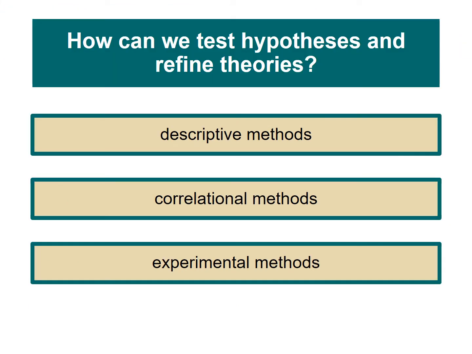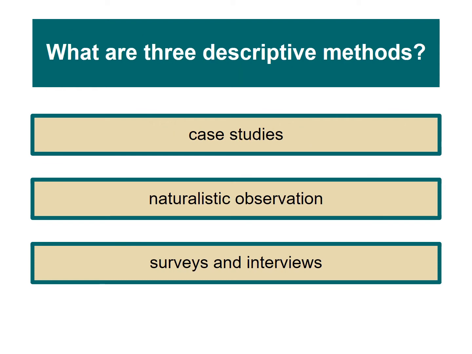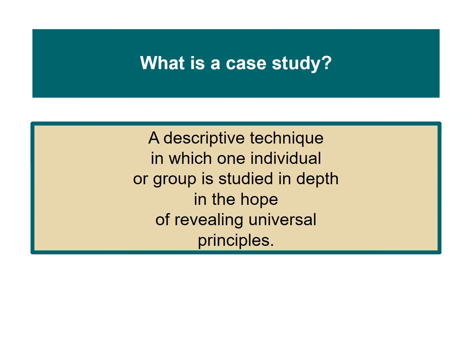All right, how can we test hypotheses and refine theories? There's 3 main ways: descriptive methods, correlational methods, and experimental methods. 3 types of descriptive methods are case studies, naturalistic observation, and surveys and interviews. Case study is a descriptive technique in which one individual or group is studied in depth in the hope of revealing universal principles.